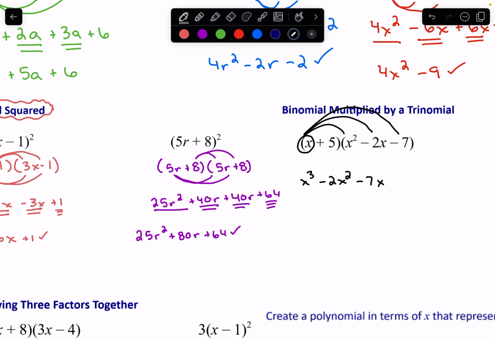Now I got to do the same thing with 5. 5 times x squared is 5x squared. 5 times negative 2x is negative 10x. 5 times negative 7 is negative 35.